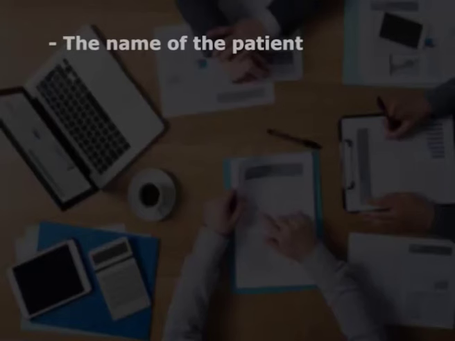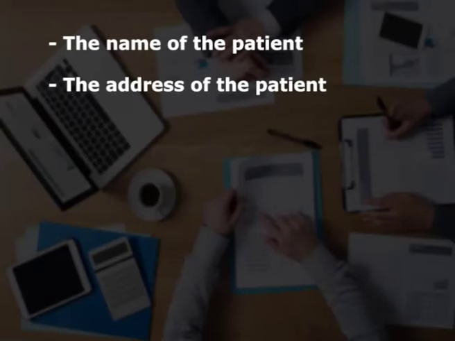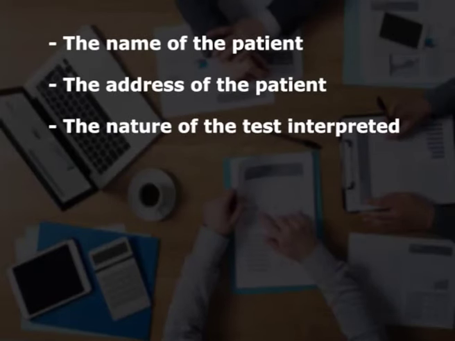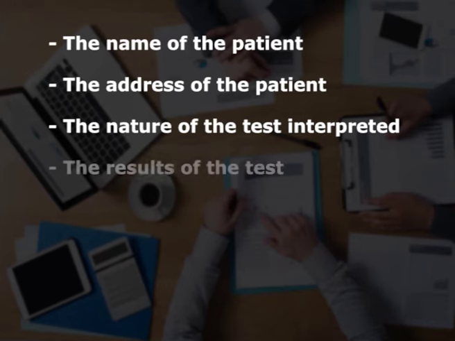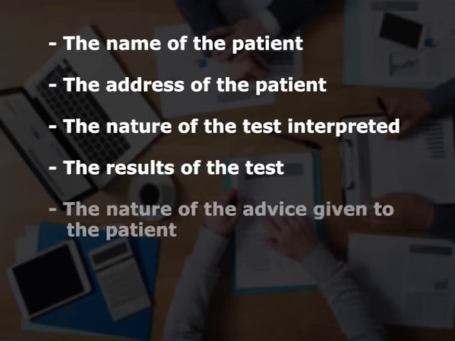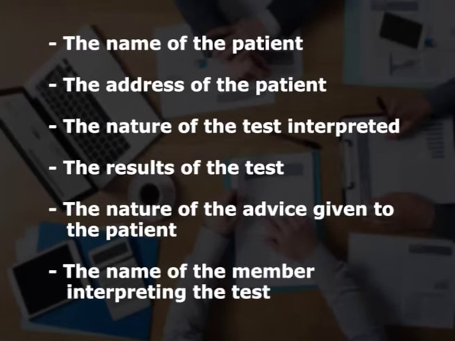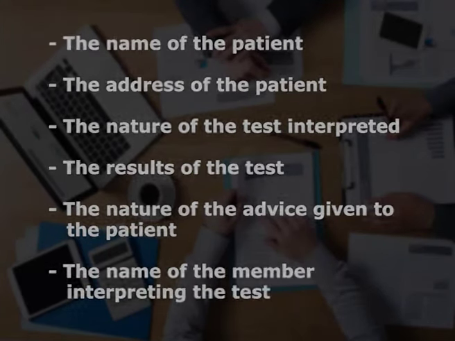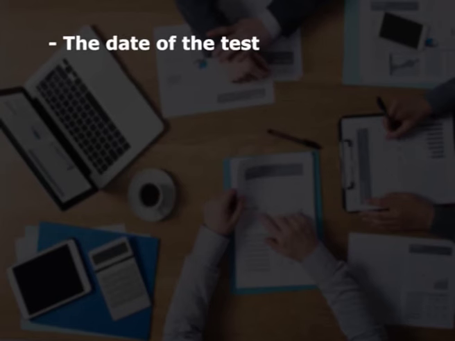A member who interprets and makes a recommendation to a patient regarding a patient-administered test must make and retain a record in the pharmacy of the name of the patient, the address of the patient, the nature of the test interpreted, the results of the test, the nature of the advice given to the patient, the name of the member interpreting the test, and the date of the test.